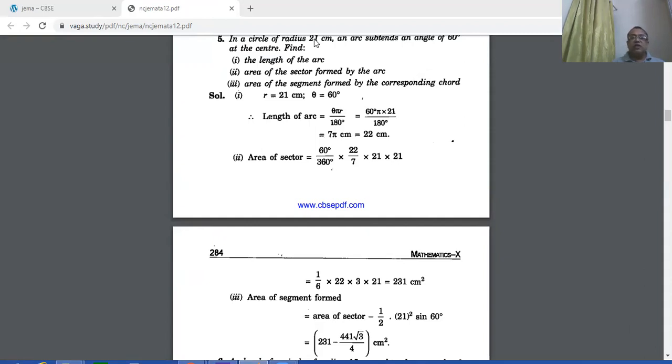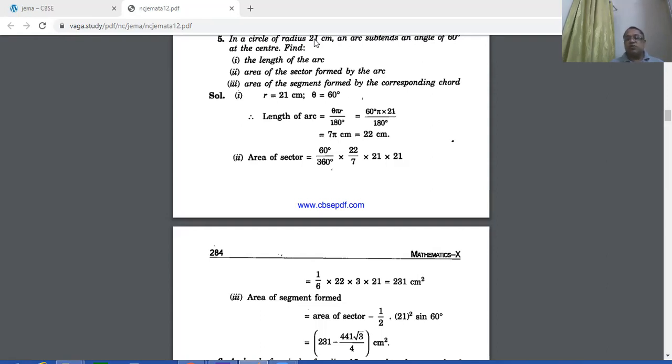Now area of a triangle, last question we did, area of triangle is half base into height, but this is not a right angle triangle. This is a triangle with the central angle as 60. So there is a general formula to find area of triangle. For any angle this can be used, that is half r square sin theta. Okay, this is the formula by which we can find out area of any triangle, half r square sin theta.